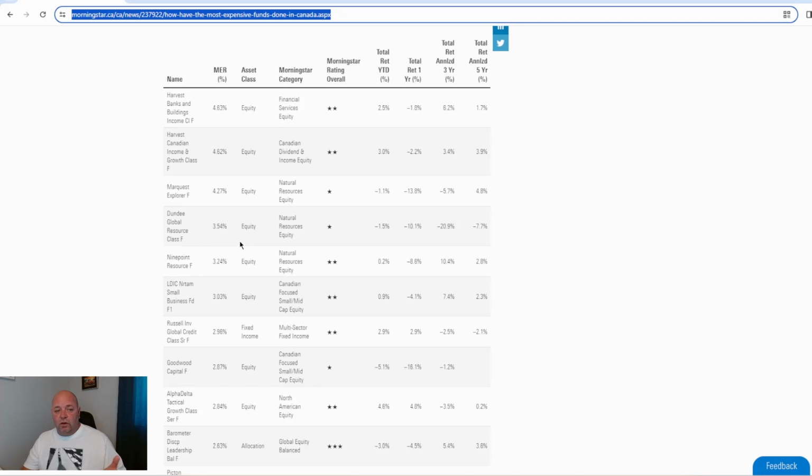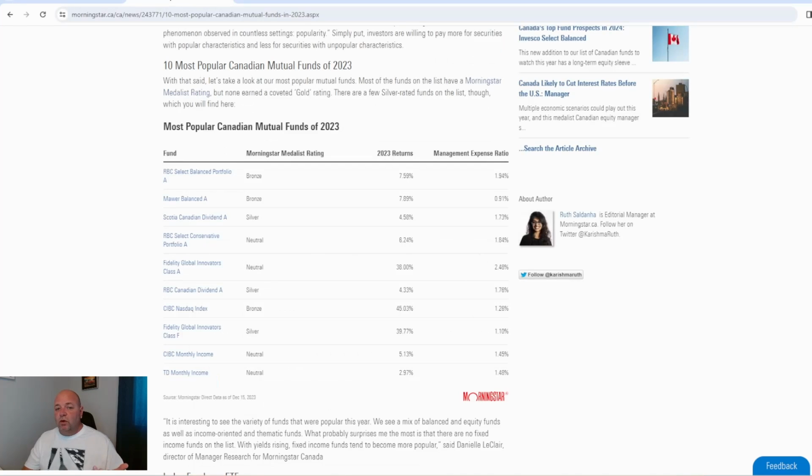So, and then we'll look at here. So I have the most popular funds. So these are Canada's most popular funds. So these are a lot of index funds, and these are sold by the big banks for the most part of them. And you can see here the management expense ratios. Those are more reasonable. They're down a little bit, but yet still they're very high.